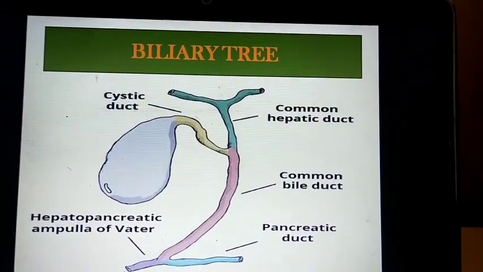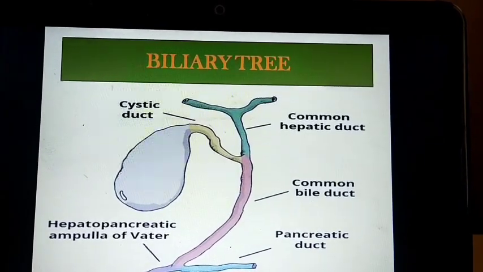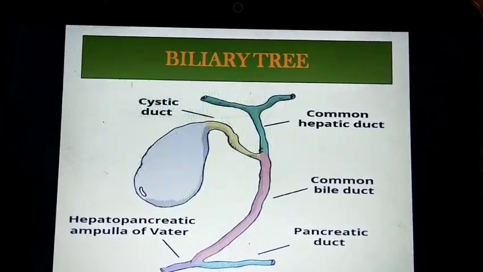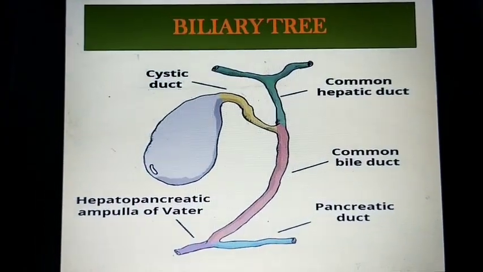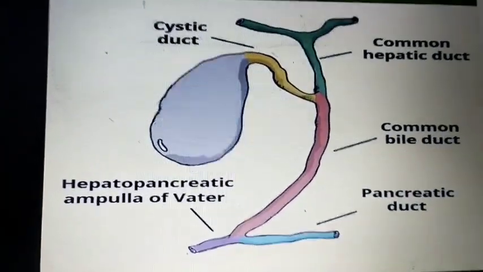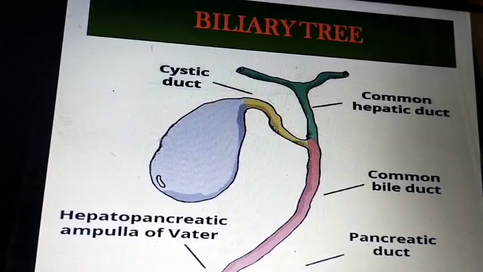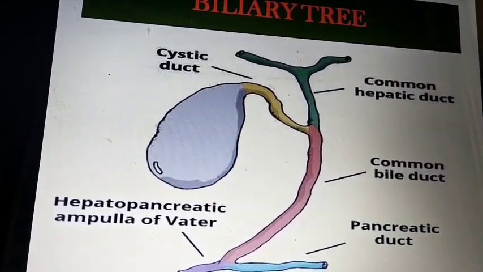First of all, the biliary tree collects the bile from the liver, stores it in the gallbladder, and transmits it to the second part of the duodenum. I already explained this during the anatomy of the duodenum, how it opens. It is the biliary tree, and it collects the bile from the liver.